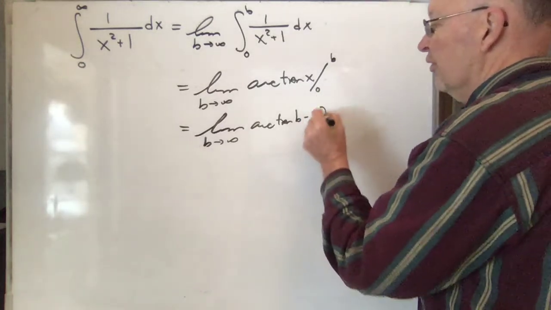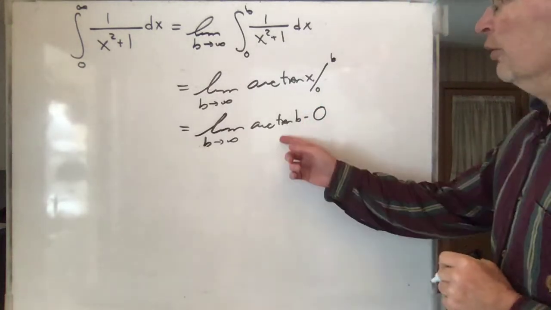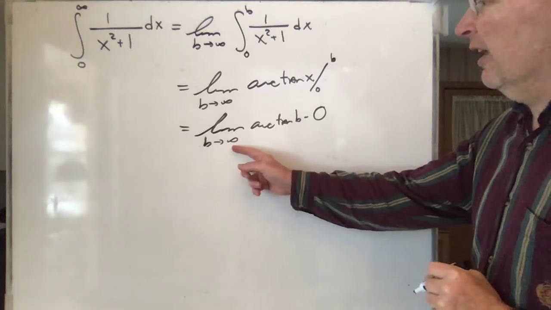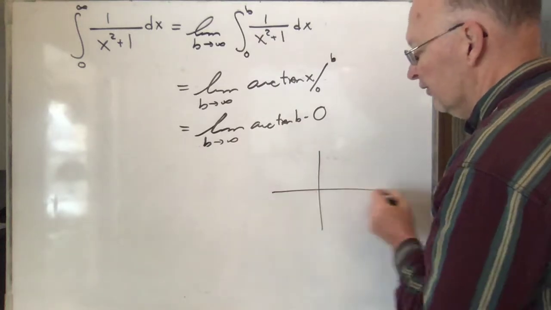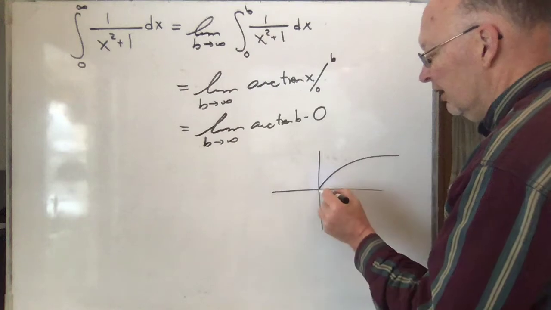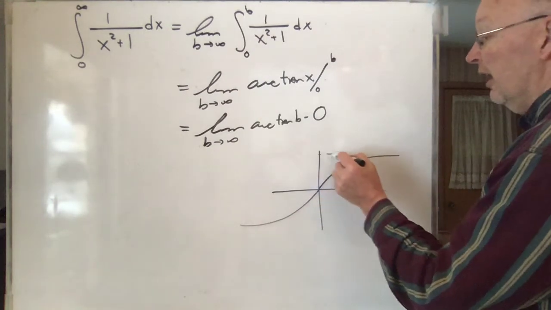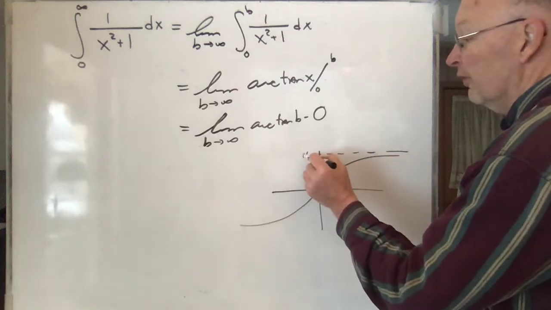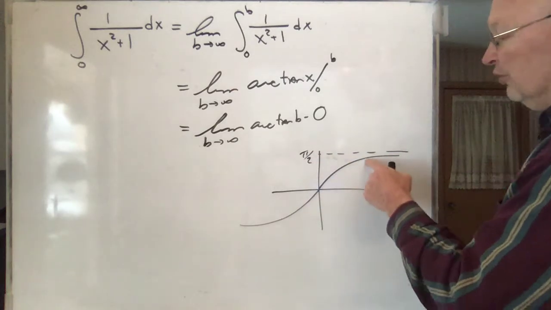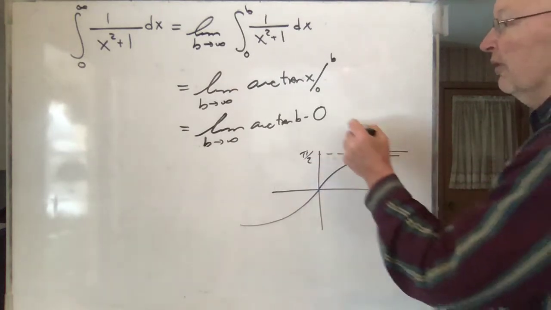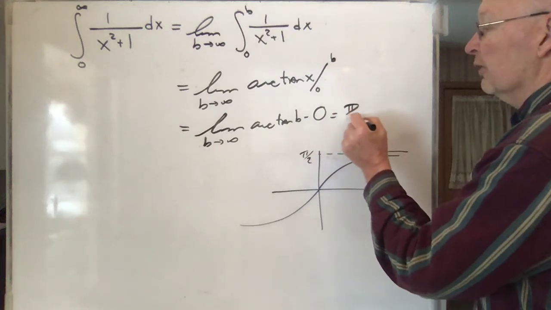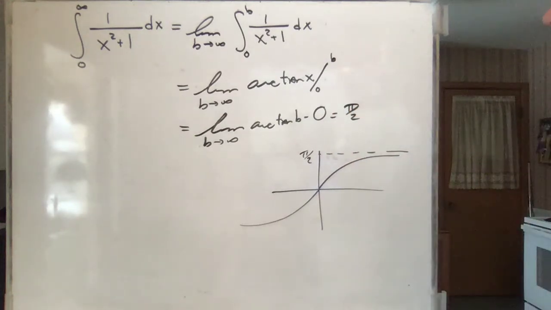The arctan of 0 is just 0. And then you ask, what is the arctangent of b as b goes to infinity? And there you have to know what the arctan function looks like. The inverse tangent looks like that. And as you go off to infinity, it approaches pi over 2. So this answer would be pi over 2. So that's our answer, okay? So this is the precise way to do it.